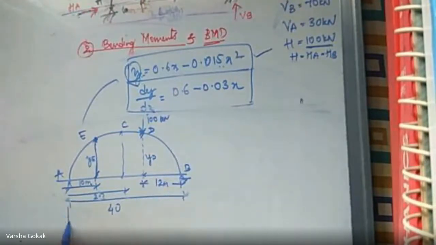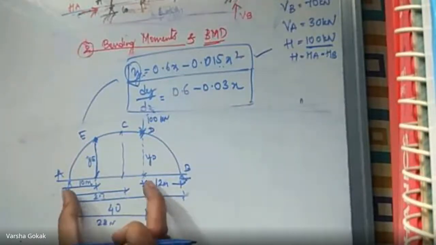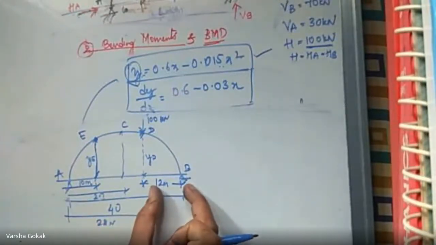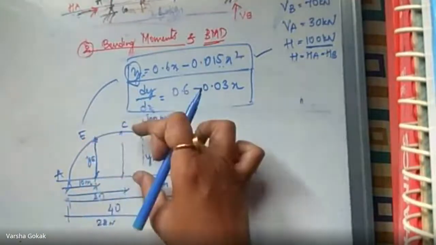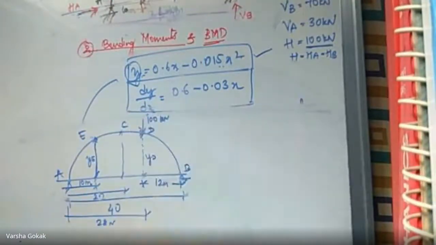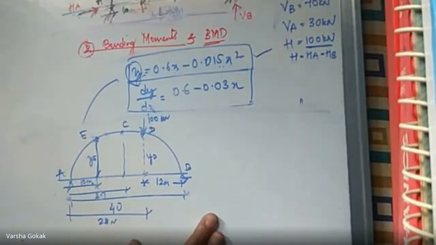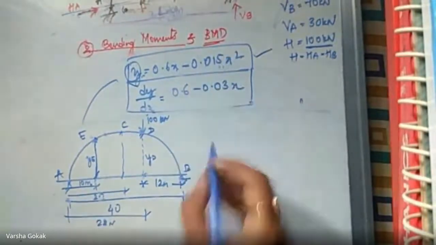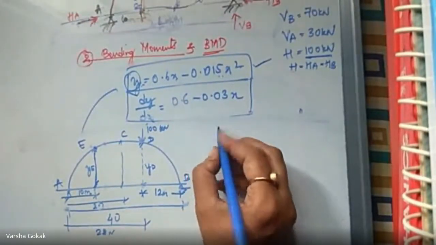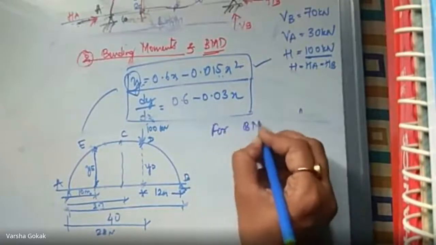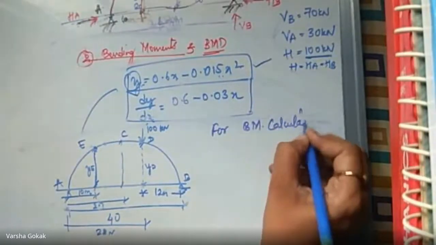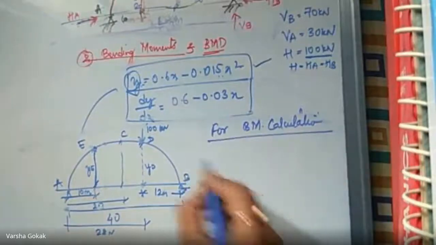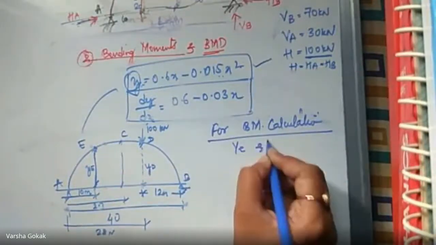Right? So what is this side now? 40 minus 12 is going to be 28 meters. So this distance is 28. This is 20, makes it 40 in total. So we need YE and YD. We have to find these two now. To find that, I have to directly substitute in this equation. So first, for the bending moment calculation, I require the value of YE and YD.